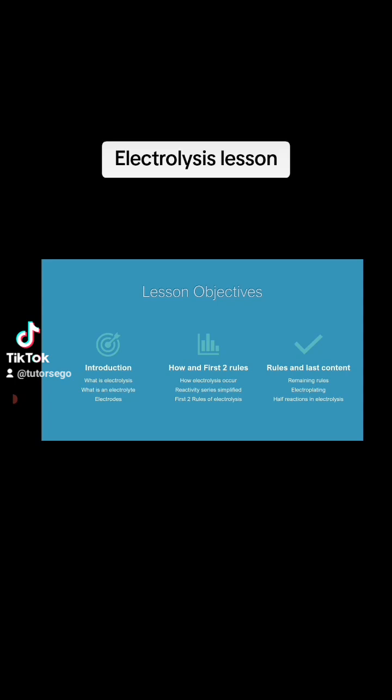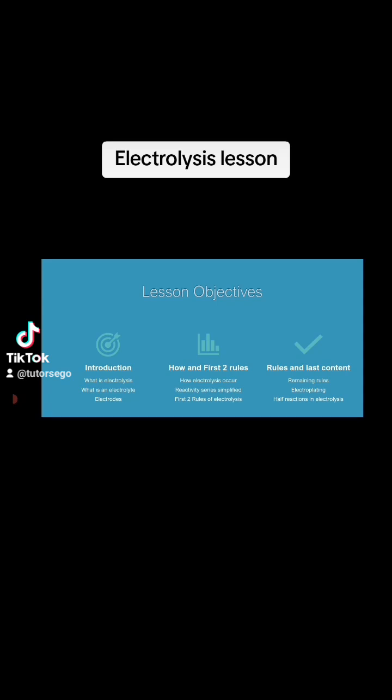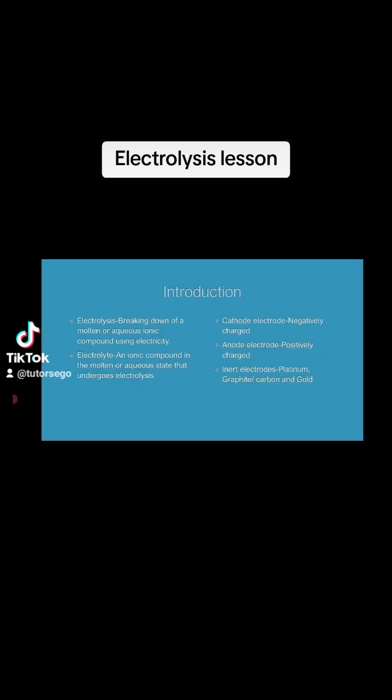Okay, so we're just going to start by defining electrolysis. Simply, electrolysis means you're breaking down a compound into its simpler elements using electricity. You are passing an electrical current to break down a certain compound. This is a process that wouldn't happen otherwise, hence we use a method called electrolysis.